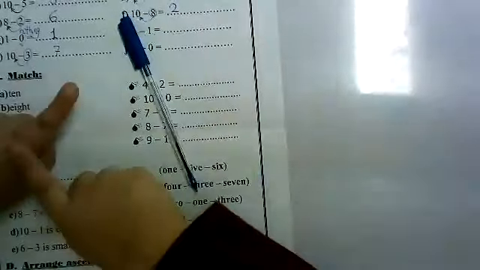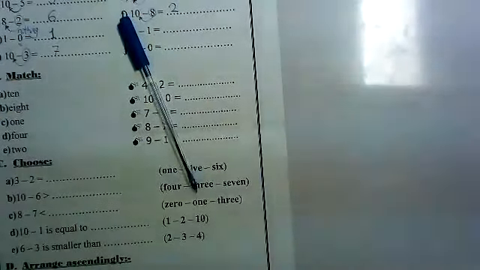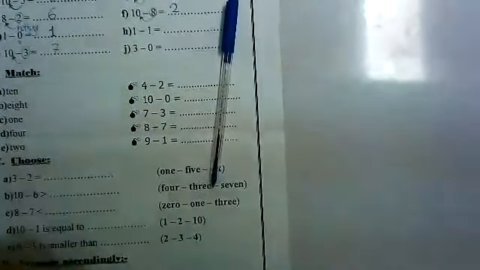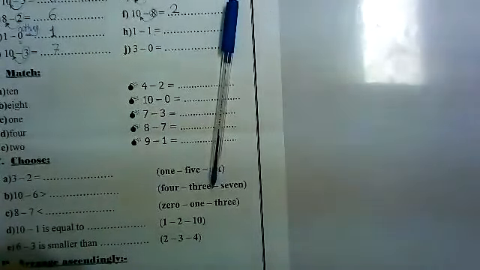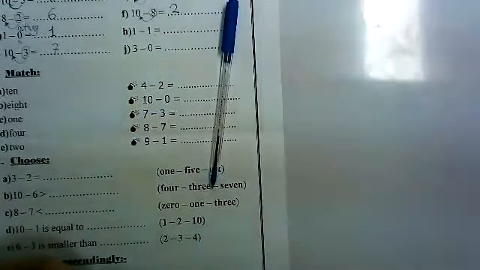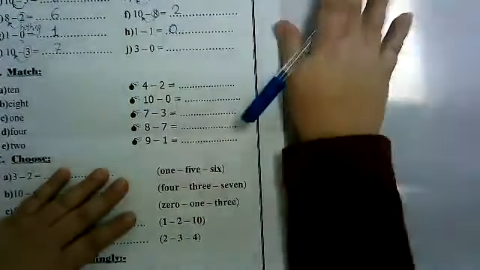1 minus 1. You have only 1 apple and you ate 1 apple. So how many apples are left? Nothing. Nothing is left. Again, this is 1 apple and you take 1 away. You take it away, or you ate it, or you lost it. So how many apples are left? Nothing. Nothing is left. So it's 0.